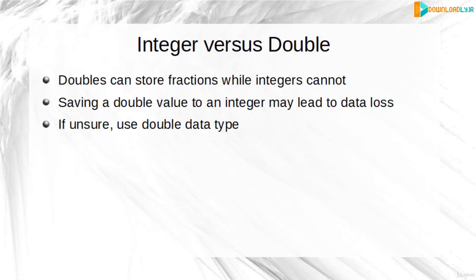You might be wondering whether you should use an integer or double in your computer programs. Doubles are normally capable of storing integers. On the other hand, storing a double value in an integer will result in the loss of the fractional component of a number. As a rule of thumb, if you are unsure which data type to use, use double.